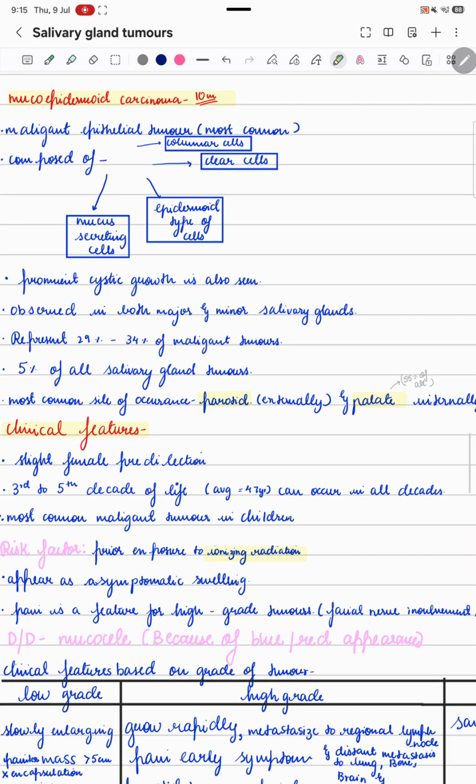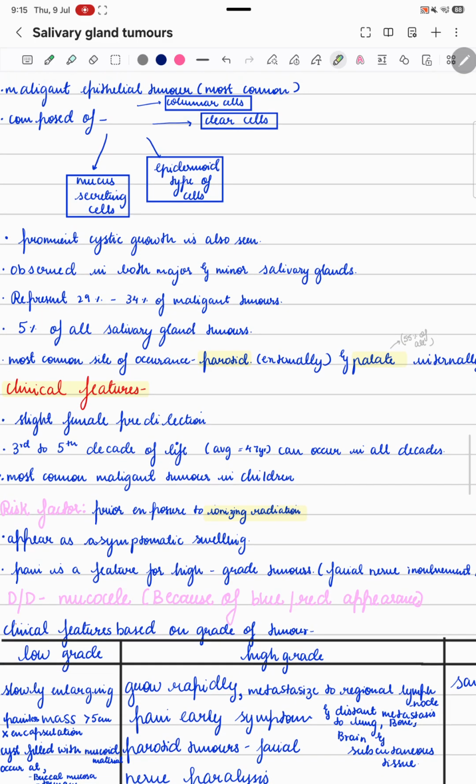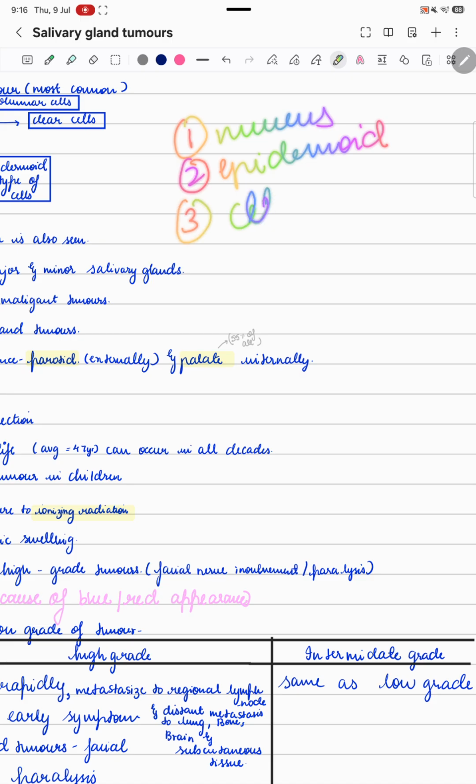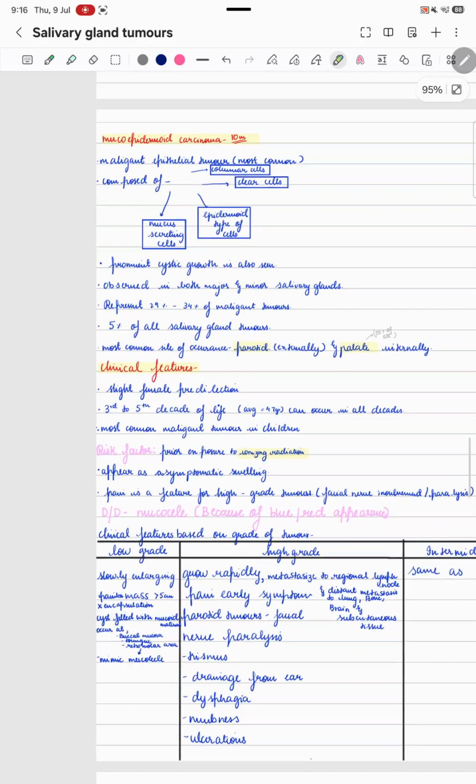So 4 types of cells. First one is your mucus cells, then your epidermoid cells, then your clear cells, and last but not the least your columnar cells, right? Now let's read about it.